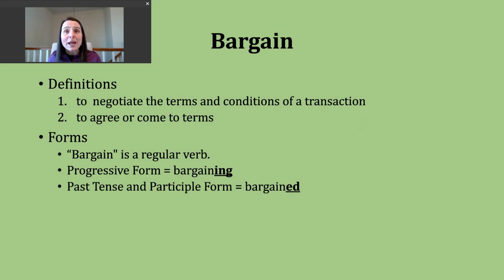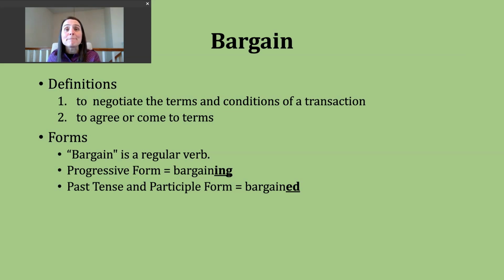One way people use the verb bargain is to mean to negotiate the terms and conditions of a transaction. Right? So this is where one side suggests or offers one thing, and another side says, "What about this?" Or "I'll give you X for something more." Right? And it's kind of that idea of going back and forth as you come to your agreement. And that's the second way to use this verb. We can use bargain to describe the action of agreeing and coming to terms.